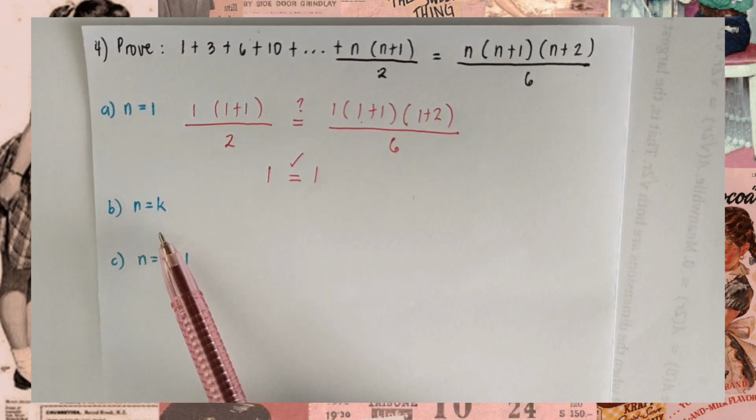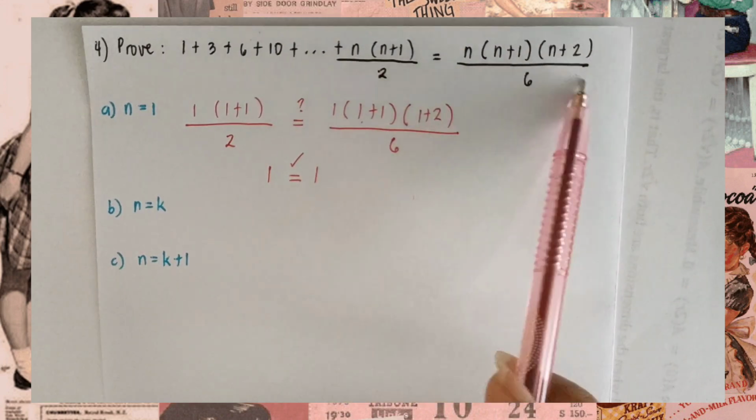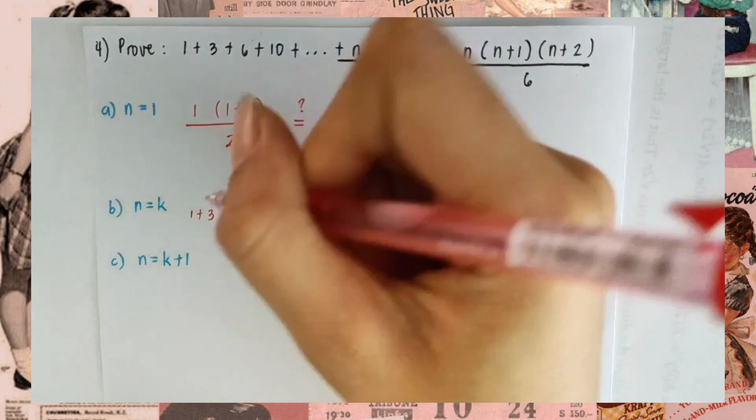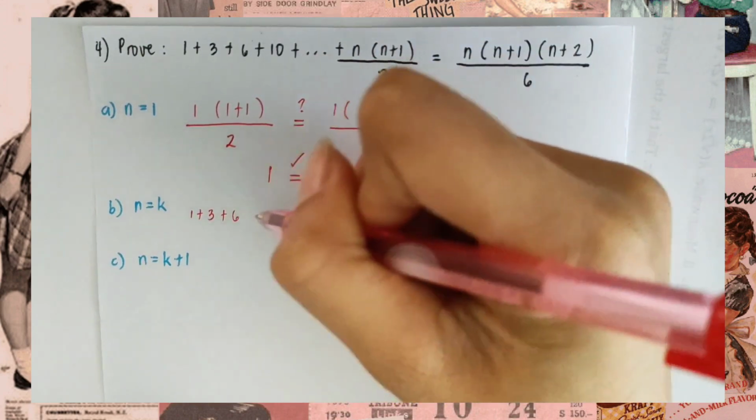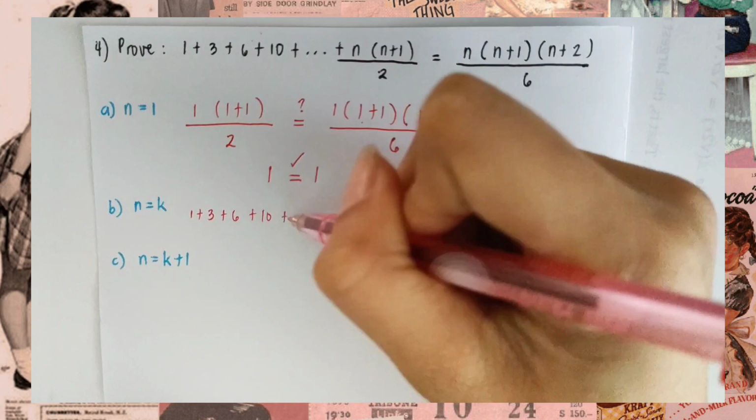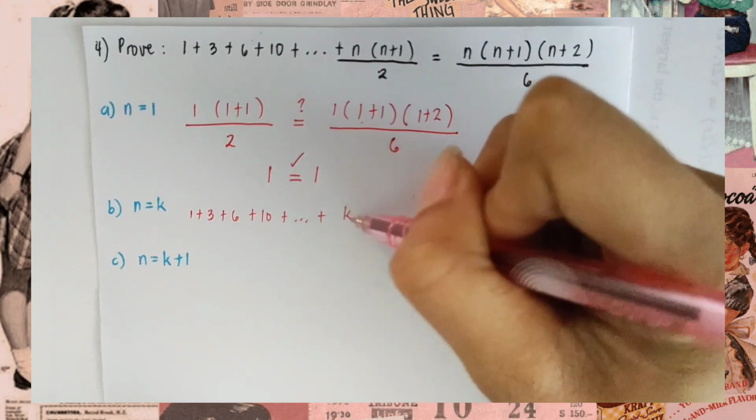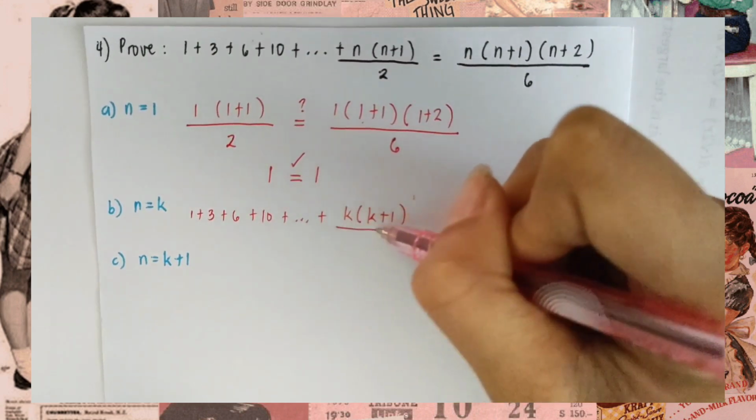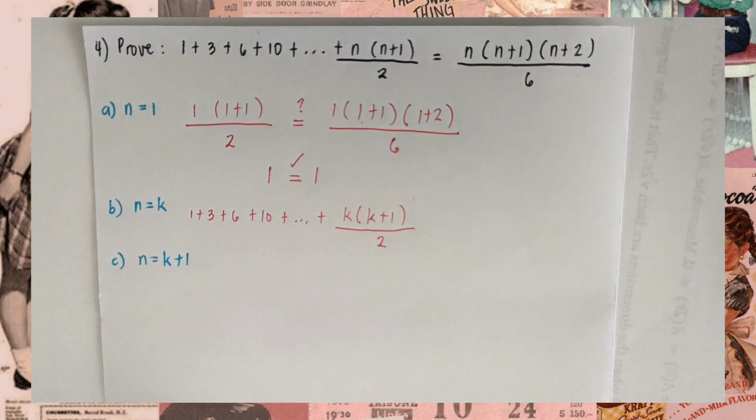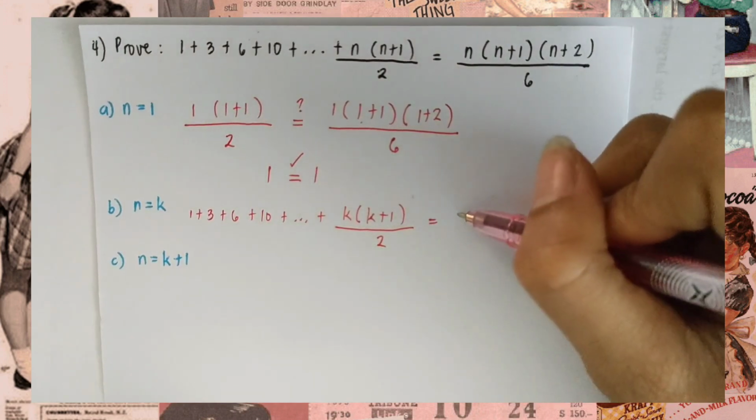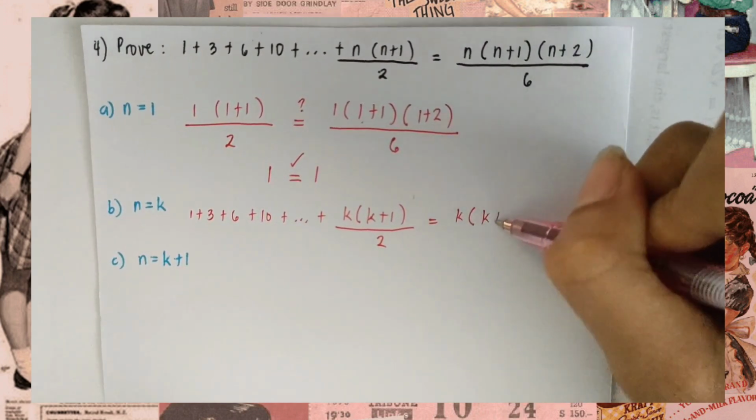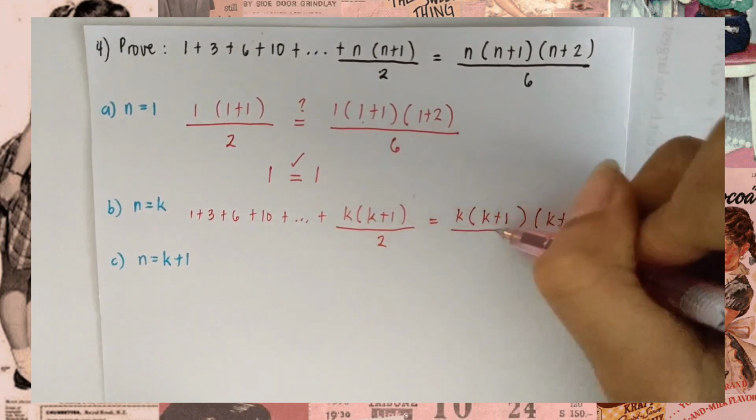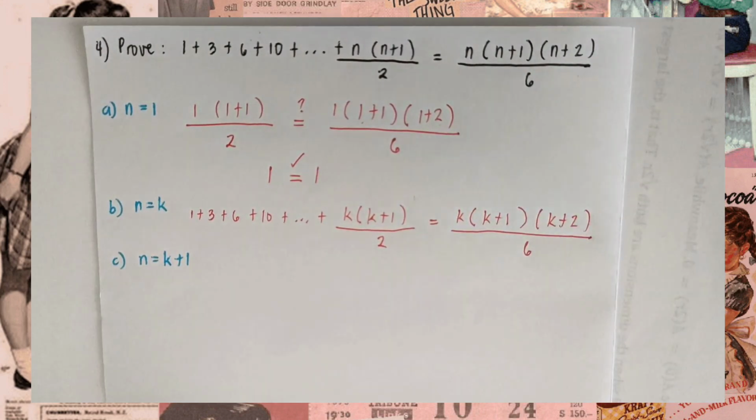N equals k. We need to change all the n here with k. So we have 1 plus 3 plus 6 plus 10 plus ... plus k times k plus 1 over 2 equals k times k plus 1 times k plus 2 over 6. This is our assumption.